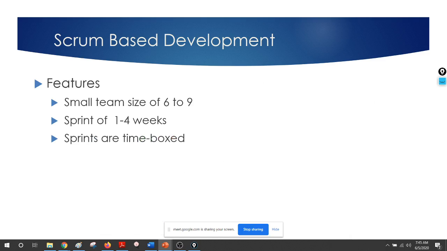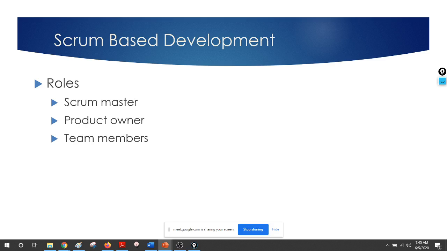So what are the features? Small team size of 6 to 9 members, sprints of 1 to 4 weeks, the sprints are time boxed, right. Then roles: you have the Scrum Master, product owner and team members. You can see there is nothing called project manager, right.